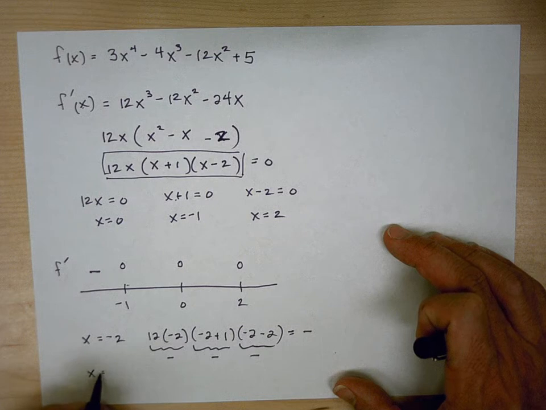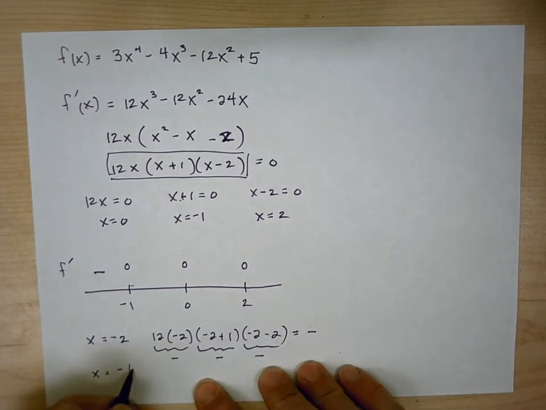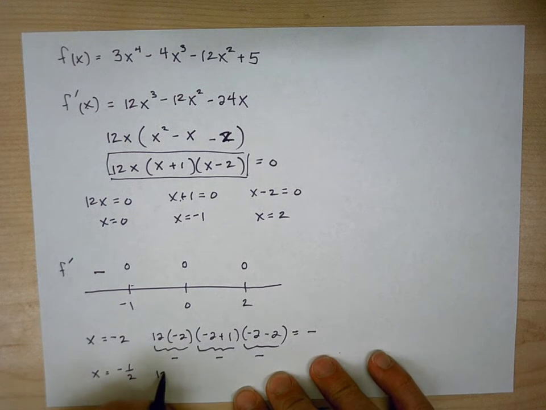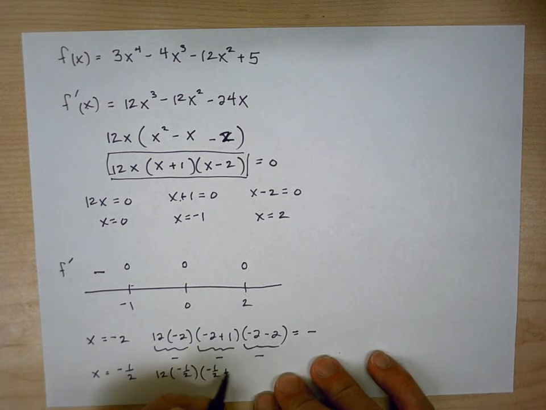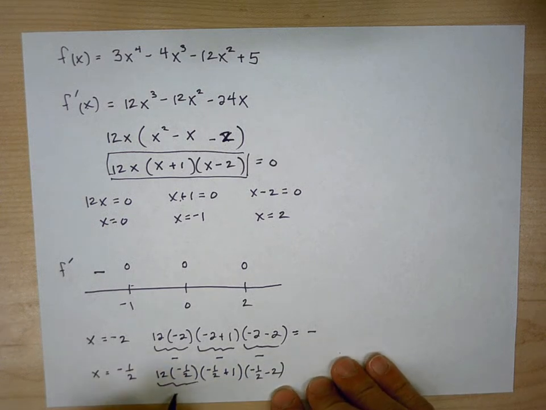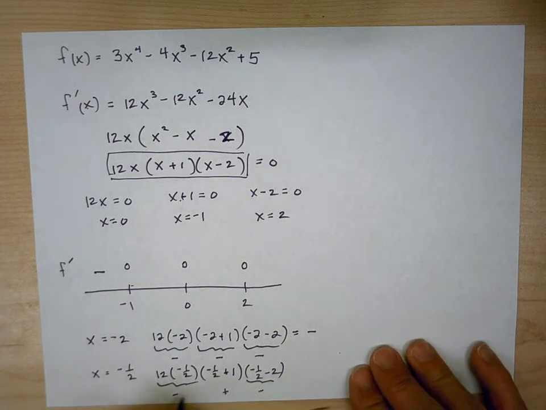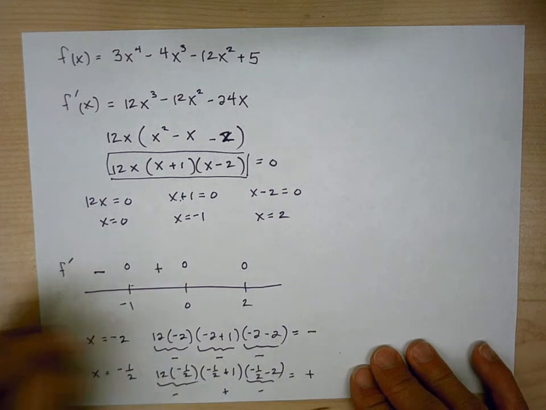For example, negative 1/2. All right? So now I've got 12 times negative 1/2, negative 1/2 plus 1, and negative 1/2 minus 2. So again, this right here, that's going to be negative. This will be positive, and this piece right here will be negative. Negative times a positive is negative, times a negative, that's going to be positive right here.